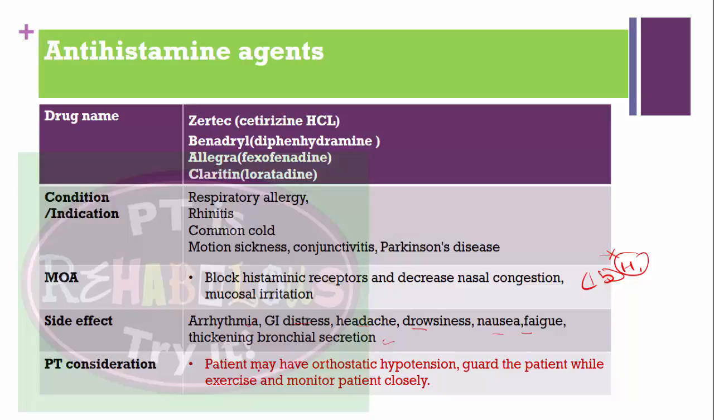As a physical therapist, we have to take care of orthostatic hypotension, because this is again a side effect of this kind of drug. Patients taking Benadryl or cetirizine may feel drowsy or hypotensive, so for those patients we need to take more care. If they are coming to you and you are doing exercise with them, we need to guard the patient during exercise and monitor them very closely. If they faint, we need to immediately notify their physician and call 911.